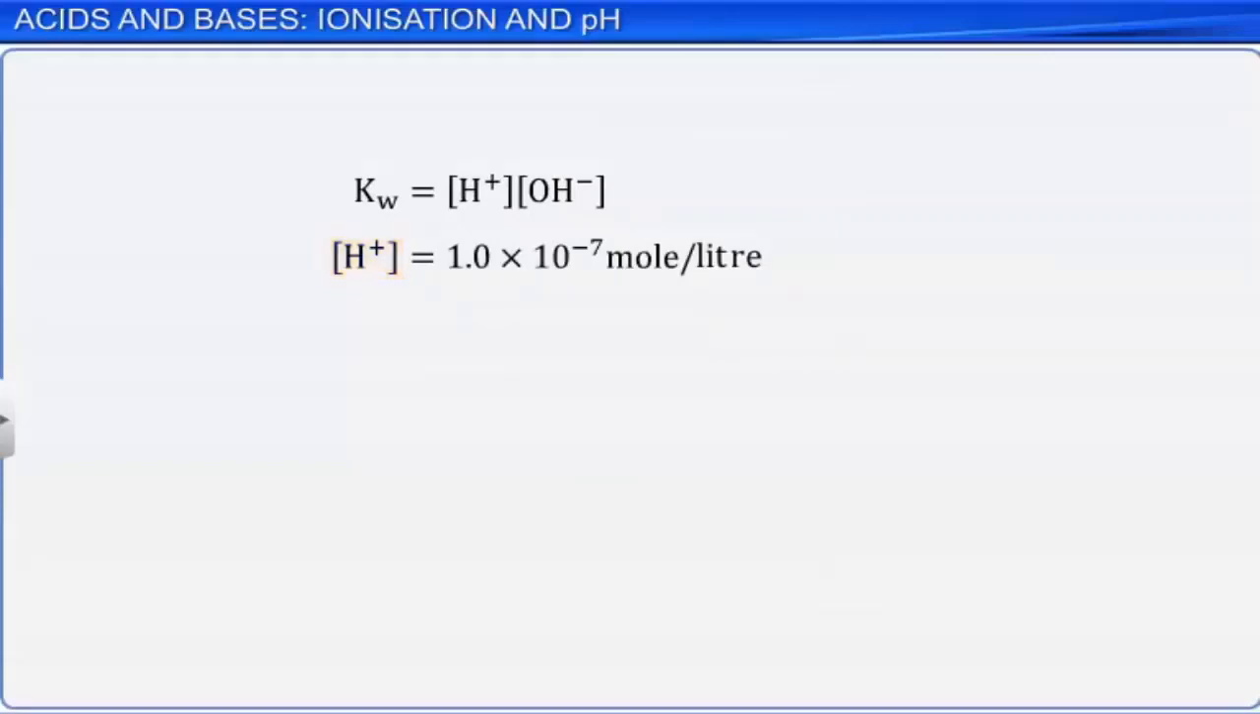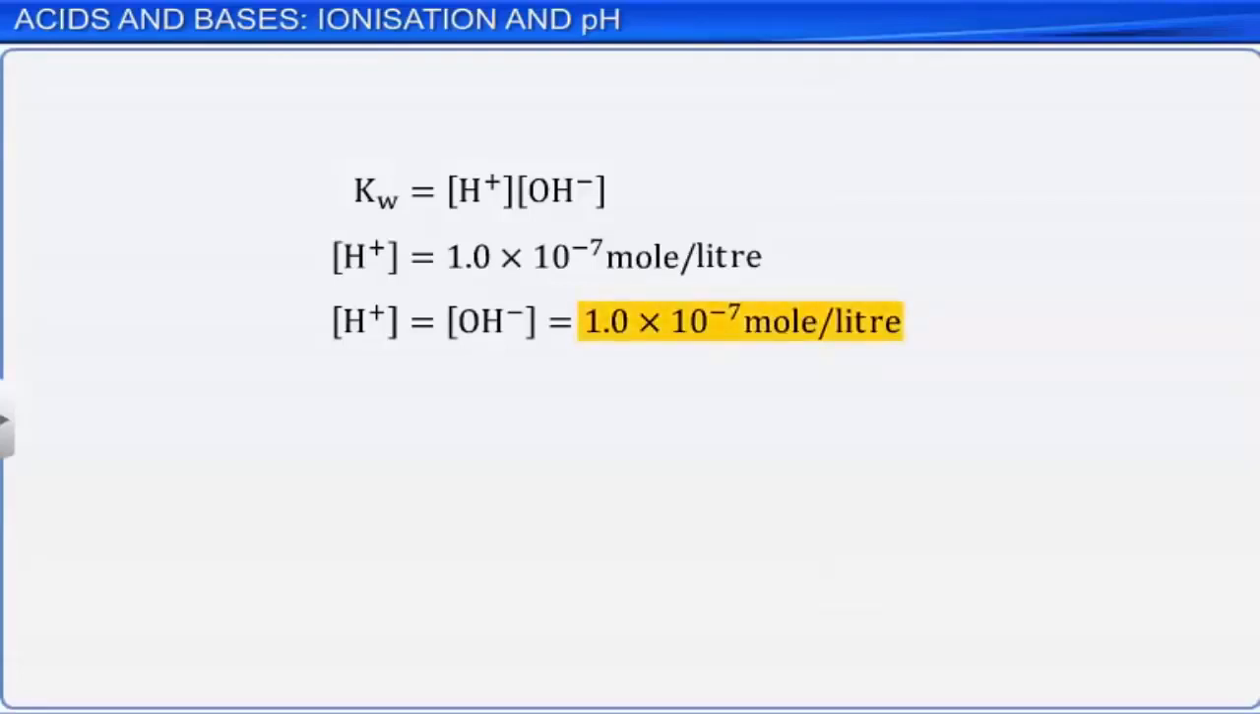Experimentally, the concentration of H plus ions at a temperature of 298 Kelvin was found to be 1.0 multiplied by 10 to the power of minus 7 moles per liter. The dissociation of water produces equal numbers of H plus and OH minus ions, and hence the concentration of OH minus would also be equal to 1.0 multiplied by 10 to the power of minus 7 moles per liter.